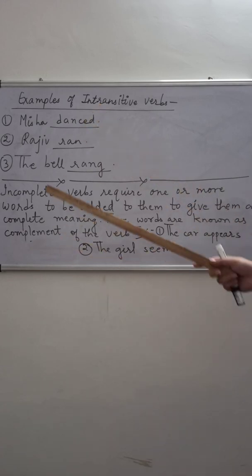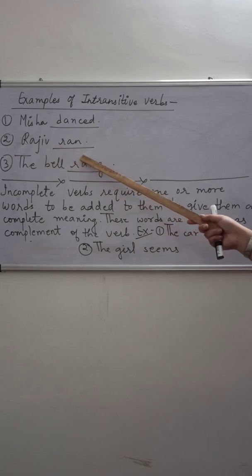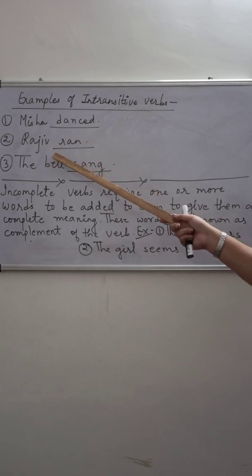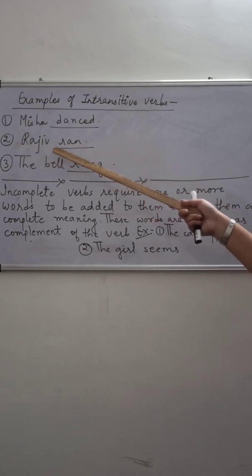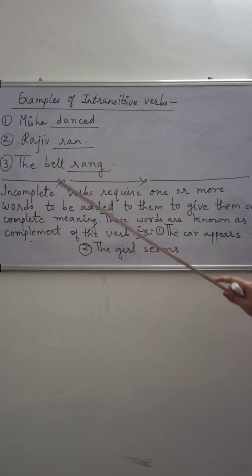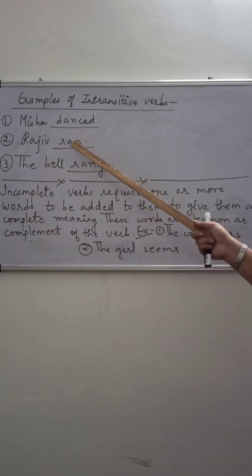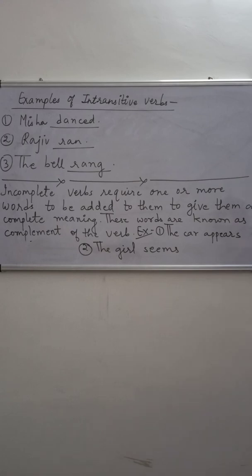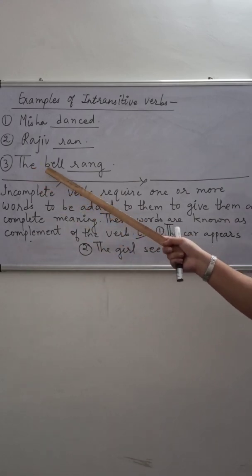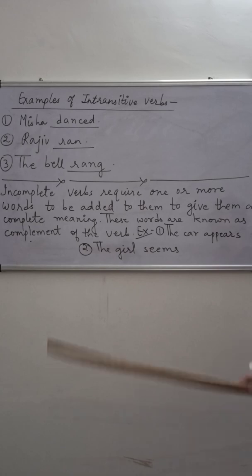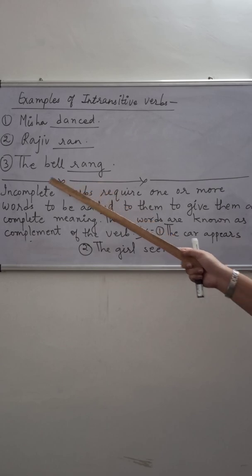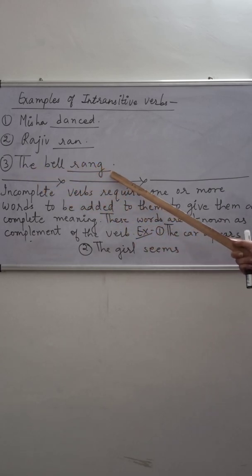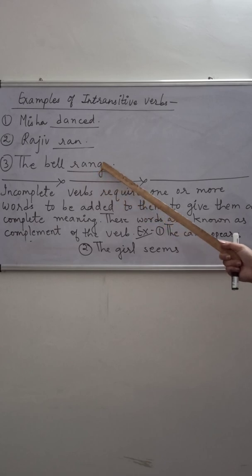Similarly, second example, Rajiv ran. Now in this example, you can see that the verb ran doesn't need any other object to complete the statement. This statement, Rajiv ran, is complete in itself. It doesn't need an object. So ran will be an intransitive verb. Similarly, third statement, the bell rang. In this statement also, rang is a verb that does not need an object to complete its sentence. This sentence, the bell rang, is complete in itself. So this verb rang will be an intransitive verb.